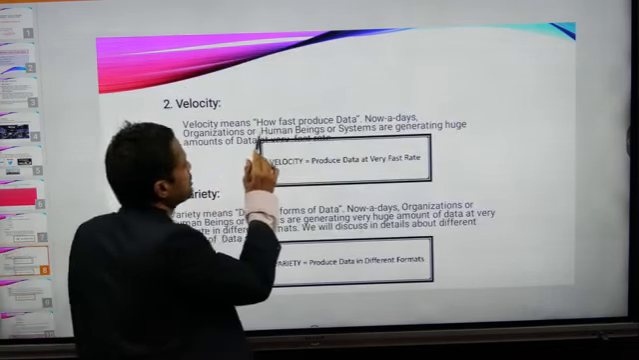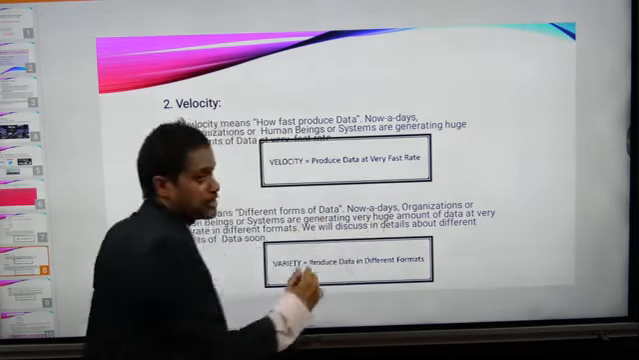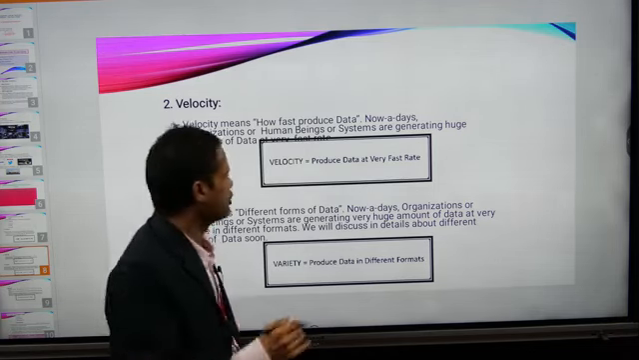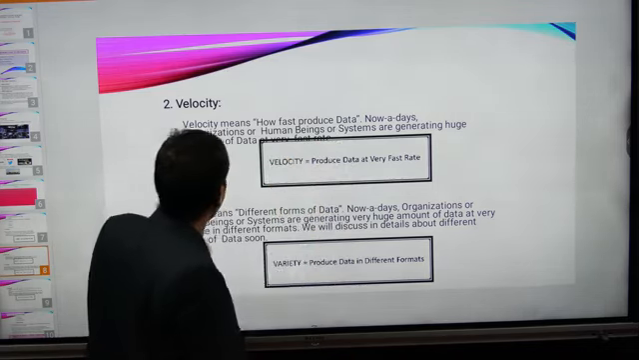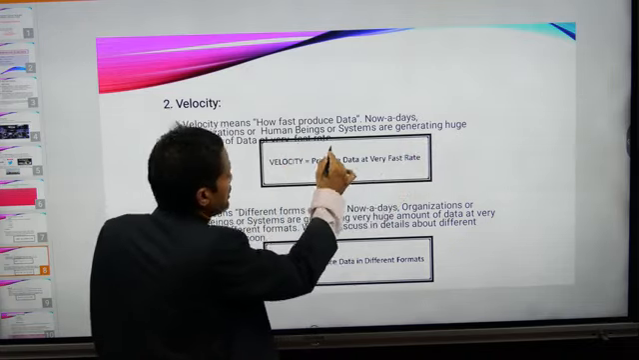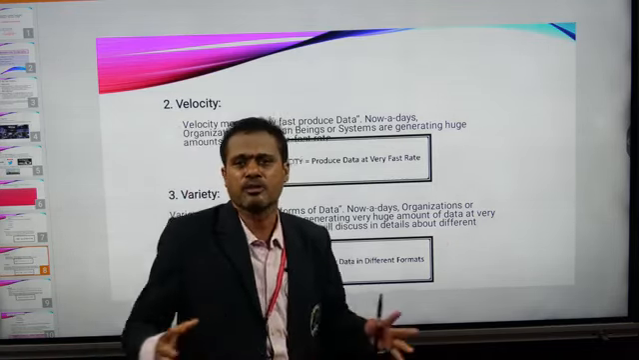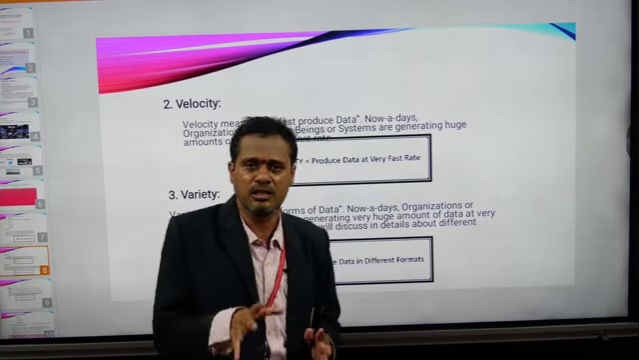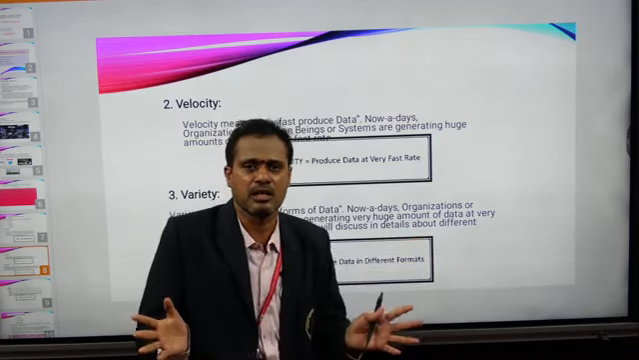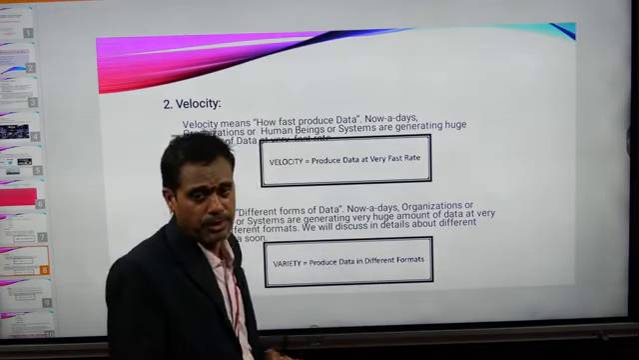velocity. Velocity means how fast the data is produced. Velocity is data produced at a very fast rate. Velocity means how fast you are transferring the data from your database to the end users. Nowadays organizations and human beings, all systems, are generating huge amounts of data at a very fast rate. For example, you are using Gmail accounts, and in the world millions of people are hitting the Gmail servers. How fast the Gmail server is releasing the data to the different Gmail users, that is called velocity.